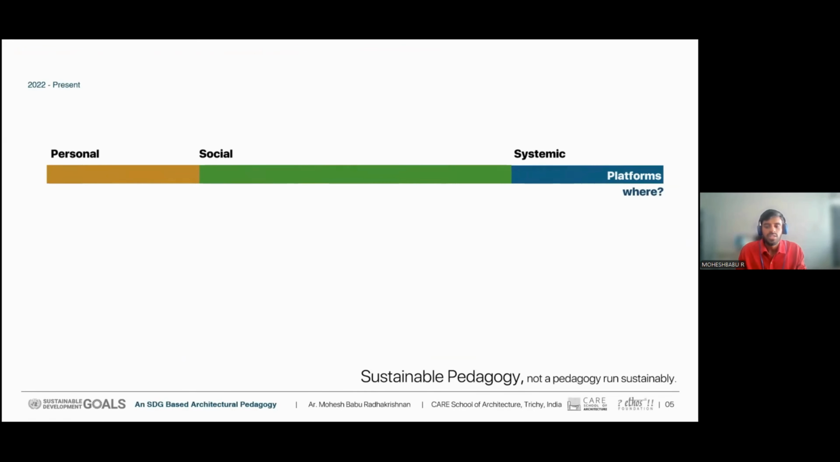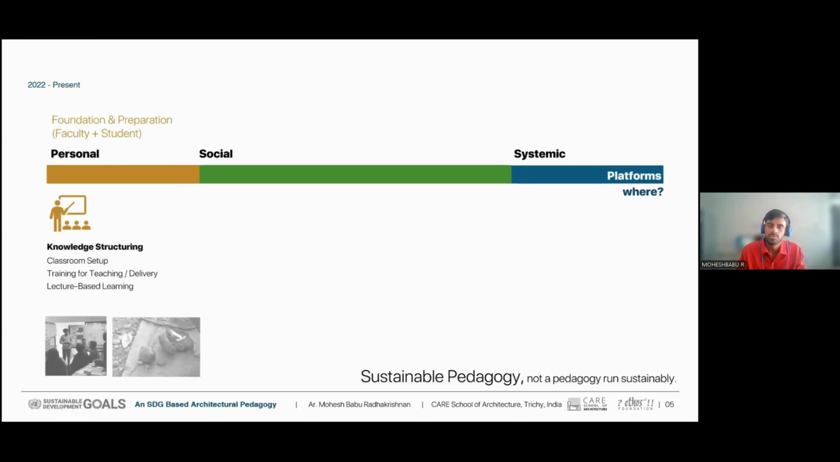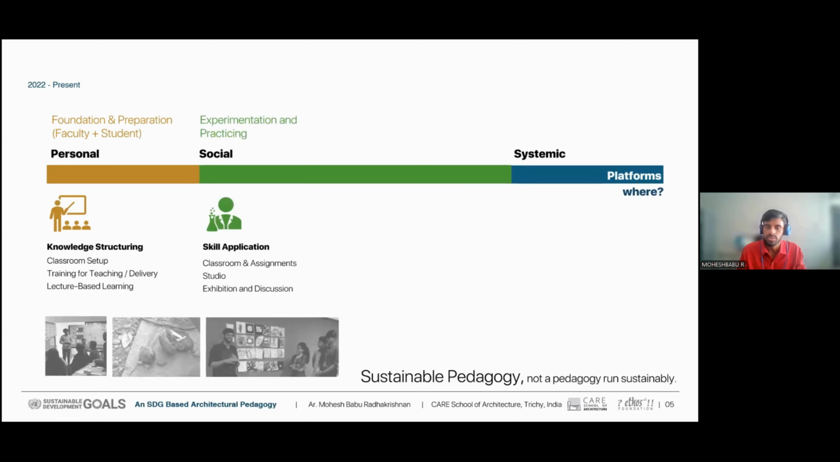Now, sustainable pedagogy doesn't mean a pedagogy is just run sustainably. So here we can see, from the aim, I told that there were personal, social, and systemic levels. So how are these platforms and where are they reached? First, at the personal level, it helps me in knowledge structuring in classroom setup, training for teaching delivery, and lecture-based learning.